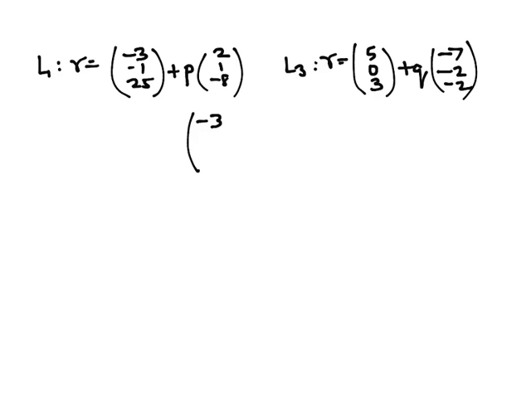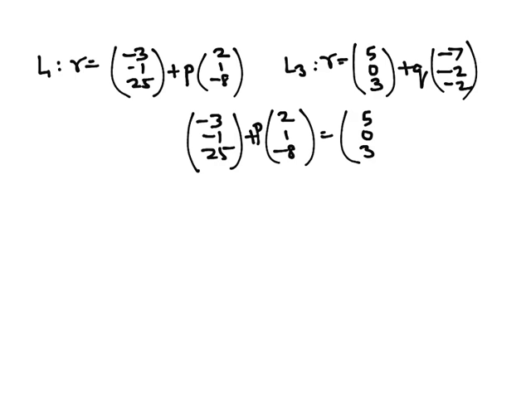So for example, -3, -1, 25 plus P times 2, 1, -8 equal to 5, 0, 3 plus Q times -7, -2 and -2. Okay, in case we get the wrong answer, at least you will get some step marks. So this particular step will fetch you definitely 1 mark for writing this. Next is getting the 3 equations. In fact, you can get only 2 and then solve them.